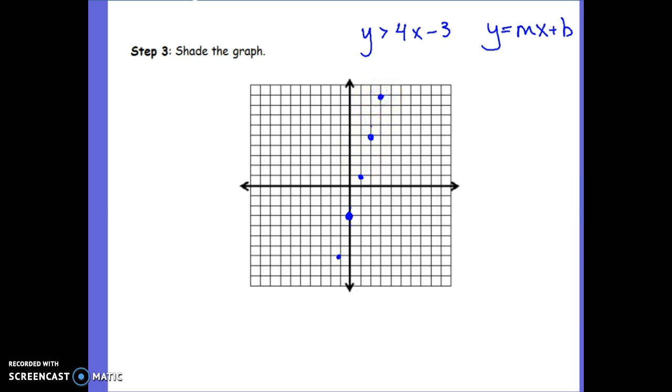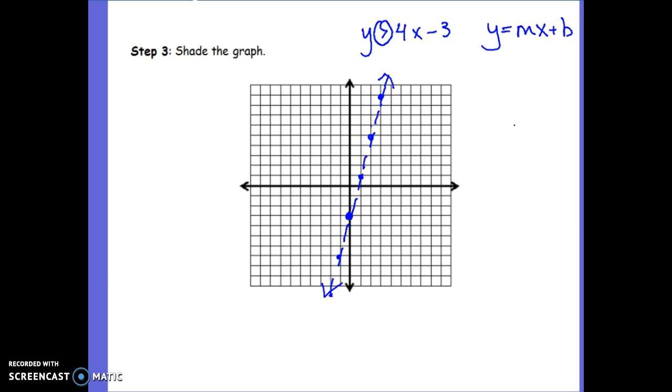Okay, now this is important. Notice we've got a greater than symbol. Because it's greater than, that means we're going to make a dashed line. So we're going to make a dashed line, and if it's not that straight, I apologize. I'm doing my best I can. Okay, so I made a dashed line.